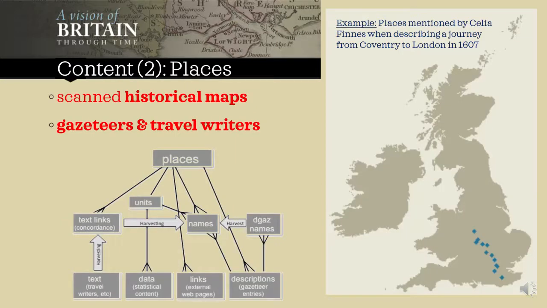Now we come to the second type of sources used by the portal: sources related to places and geographical areas. These include scanned historical maps, sometimes at a very high scale down to the smallest details, travel guides and travel reports. As an example on the right, the places described by Celia Fiennes on a journey from Coventry to London in 1607. The procedure for creating or setting up the concordance tables is shown in the diagram and is linked to geographical coordinates that can be displayed on a map via the location.